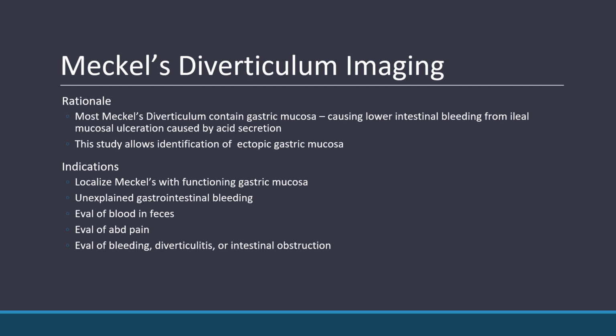Indications would be to localize the functioning gastric mucosa, find the source or the cause of unexplained gastrointestinal bleeding, evaluation of blood in the feces, evaluation of abdominal pain, usually in the lower right quadrant, and evaluation of bleeding, diverticulitis, or an intestinal obstruction.